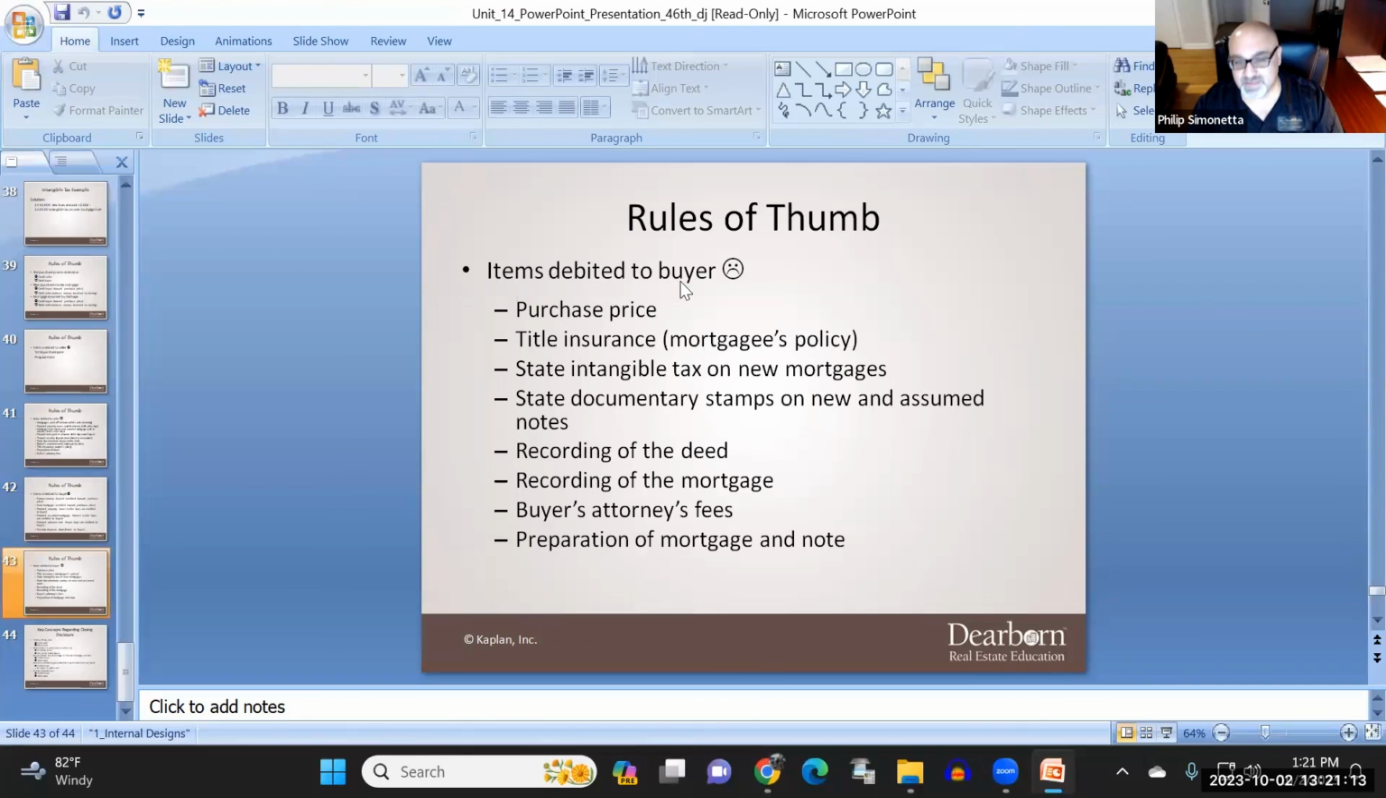Let's see what's debited to the buyer. The purchase price, the title insurance for the mortgage policy, state intangible tax on new mortgages, state doc stamps on new and assumed mortgages. That's the 35 cents per thousand, and 0.002 per dollar. Recording of the deed, they've got to pay for that. Recording of the mortgage, any attorney's fees, any preparation of mortgage and note, any lender fees, things like that.